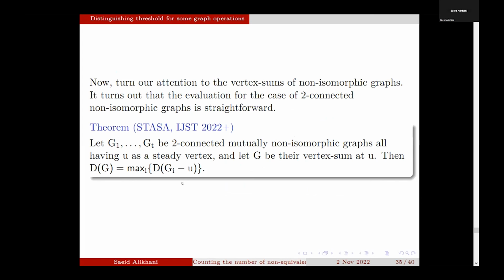And maybe we can turn our attention to the vertex sums of non-isomorphic graphs. Here we consider two connected graphs. We have this theorem: if G1, G2, and Gt are connected, mutually non-isomorphic graphs, all having u as a stable vertex, and G is their vertex sum at u, then the distribution number of G is the maximum of the distribution numbers of Gi minus u.